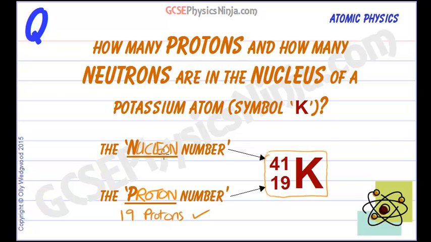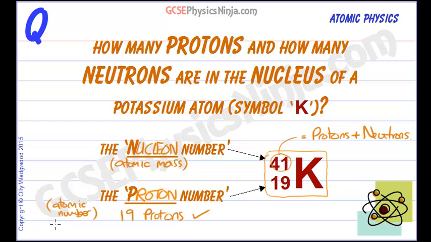And what are the particles in a nucleus? Well, there are protons and there are neutrons. So the nucleon number tells us the number of protons and neutrons together. So that equals protons plus neutrons. It's also called the atomic mass, and if you do chemistry, you may well call it the atomic mass rather than the nucleon number. By the way, the proton number is also called the atomic number, just for reference.